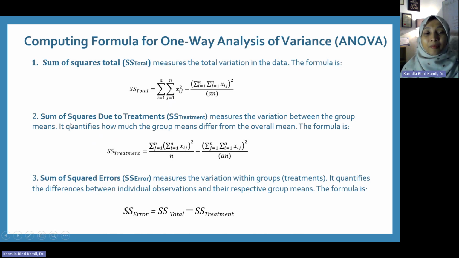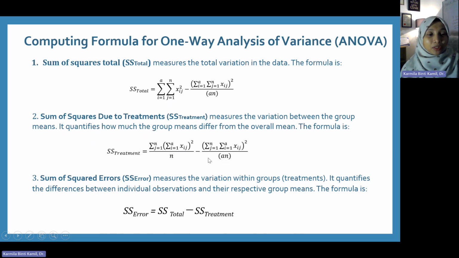Next, once we find the SS total, we can find the sum of squares due to treatment, SS treatment. What is SS treatment for? SS treatment measures the variation between the group means. It quantifies how much the group means differ from the overall mean. So what is the formula? The formula is shown here: the summation of Xij squared, minus the total of Xij squared. This part you divide by the number of observations, and this part you divide by the number of observations multiplied by the number of levels.